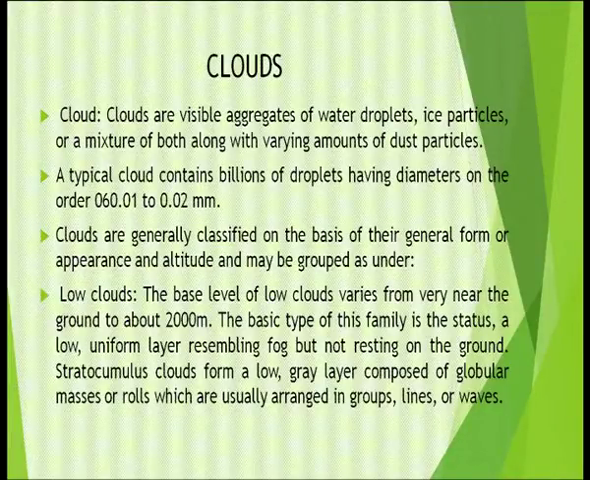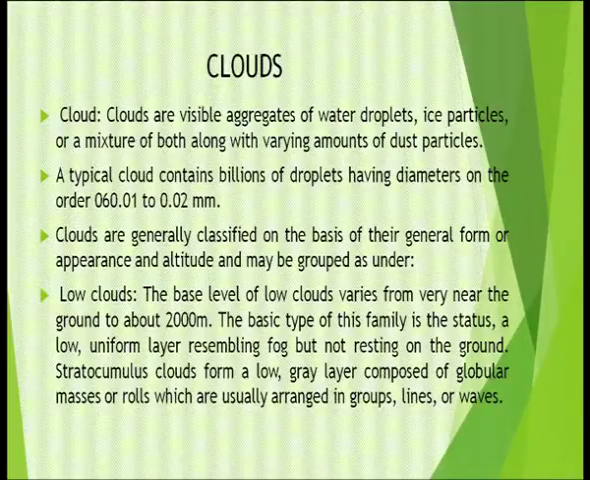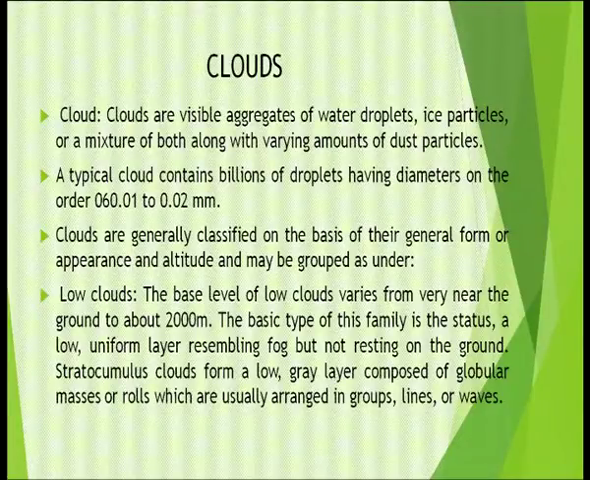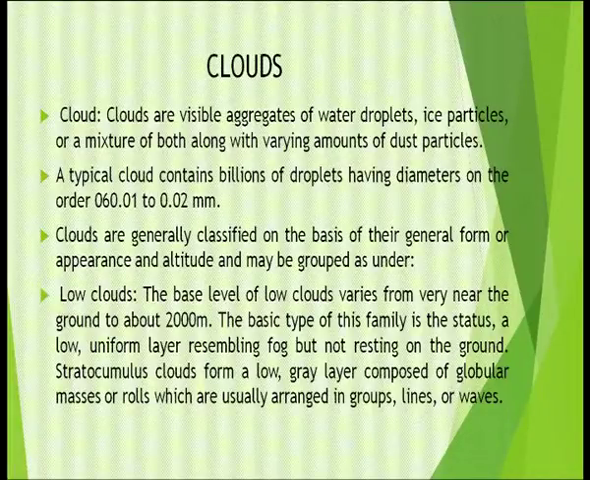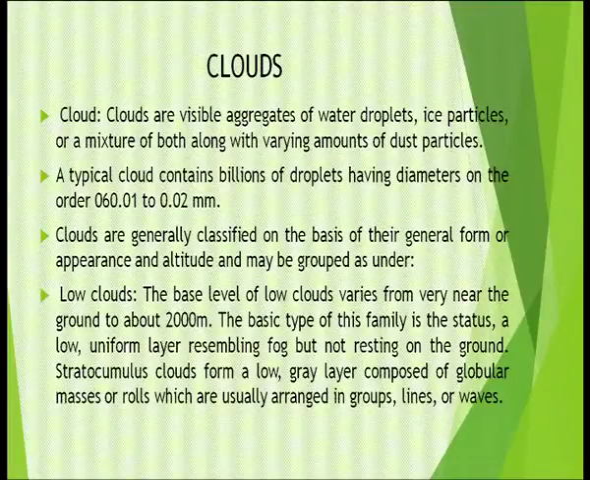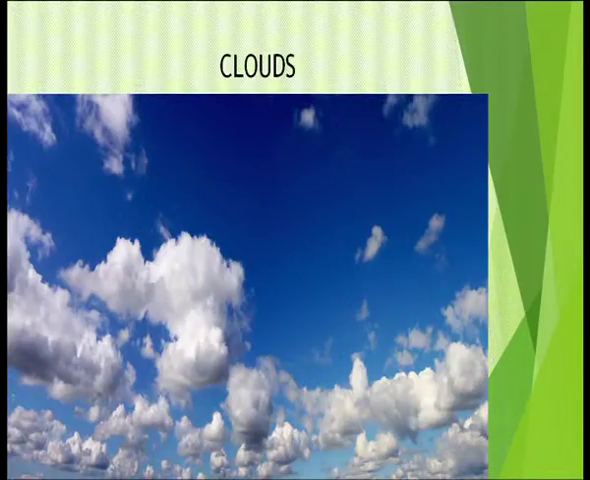Number 1, low clouds. The base level of low clouds varies from very near the ground to about 2000 meters. The basic type of this family is a stratus, a low uniform layer resembling fog but not resting on the ground. Stratocumulus clouds form a low grey layer composed of globular masses or rolls which are usually arranged in groups, lines or waves. Look at the picture of the clouds beautifully scattered in the sky.